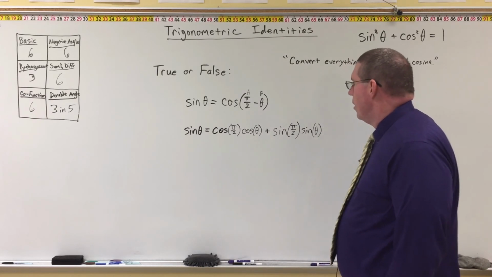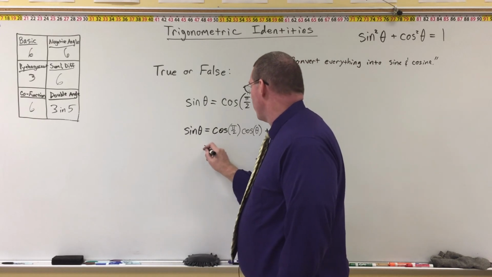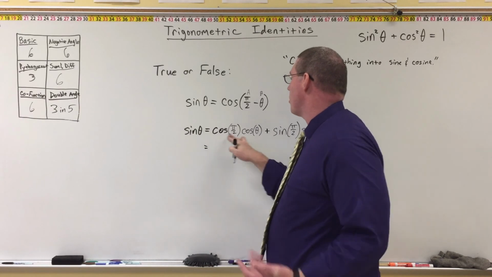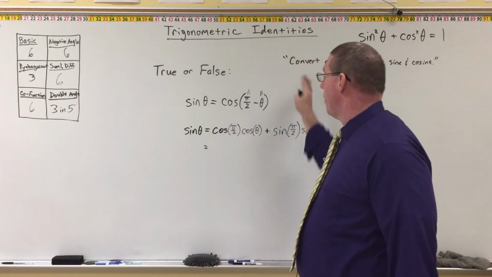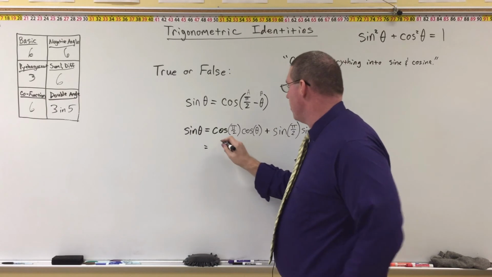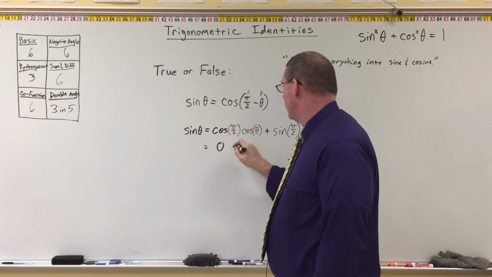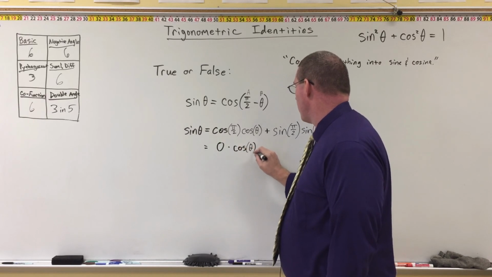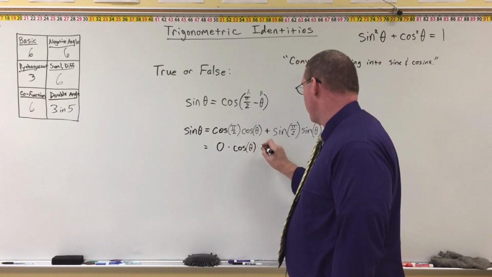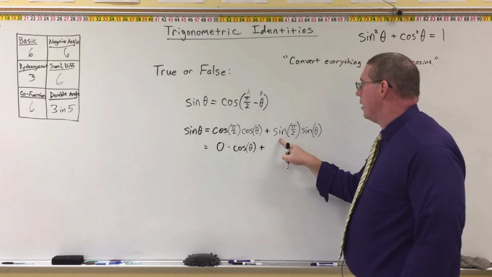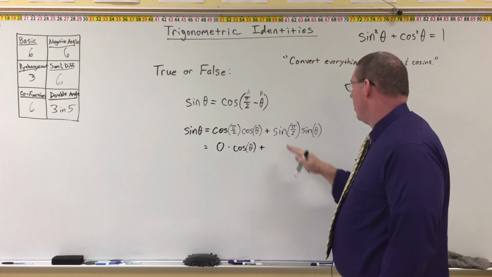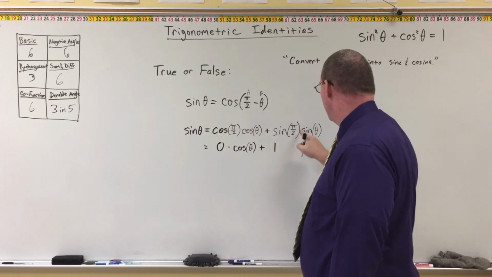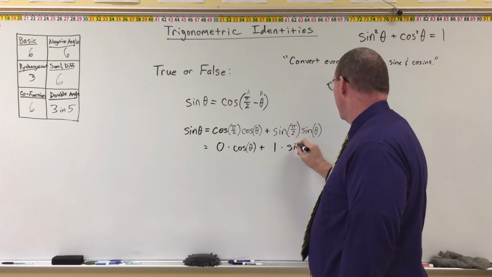All right, good. So now what we're going to do, I'm just going to focus on the right-hand side here. We know that we want it to equal sine. Well, cosine, what's cosine of pi over 2? You look at the unit circle up at the top, cosine of pi over 2 is 0. So this is 0 times cosine of theta. Now it doesn't matter what cosine of theta is. It's just cosine of theta. Plus, now what's sine of pi over 2? Well, sine of pi over 2, up at the top, we know that sine of pi over 2 is 1, okay, times sine of theta.